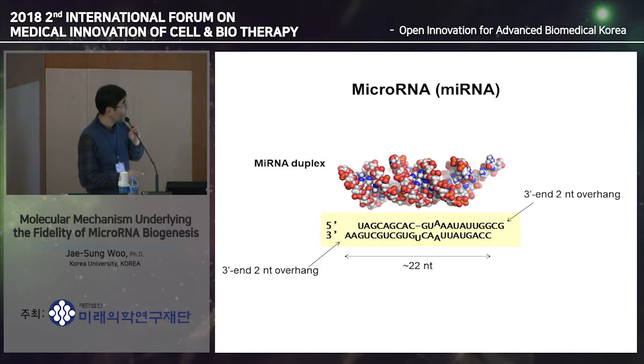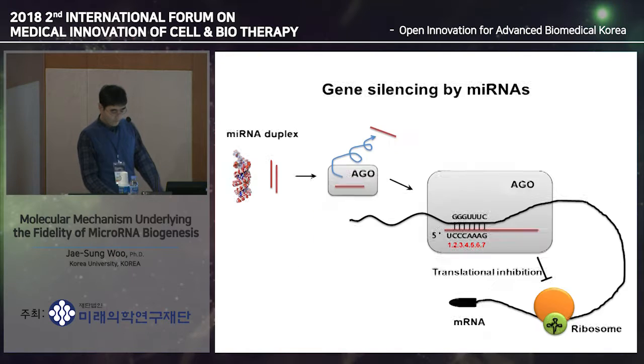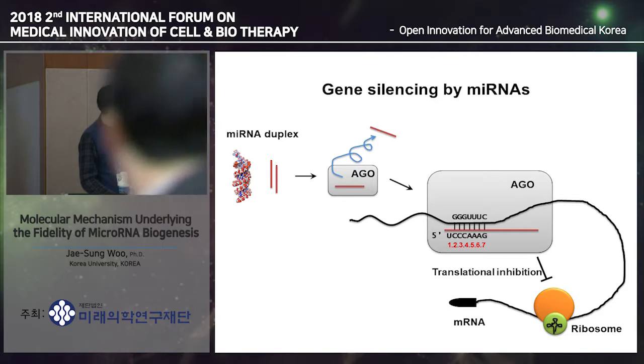So microRNA is a 22 nucleotide RNA duplex, which characteristically has a 3' 2 nucleotide overhang. This microRNA duplex can be transfected or expressed in a cell, and then one strand is discarded and the other strand is loaded on the AGO protein. And this protein complex goes to the target mRNA for translational inhibition.